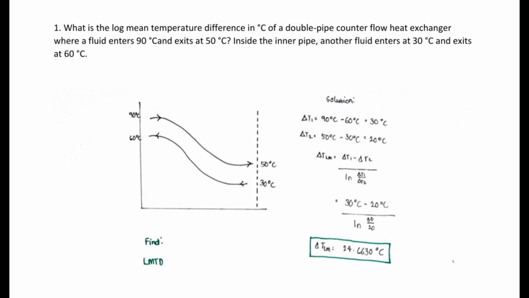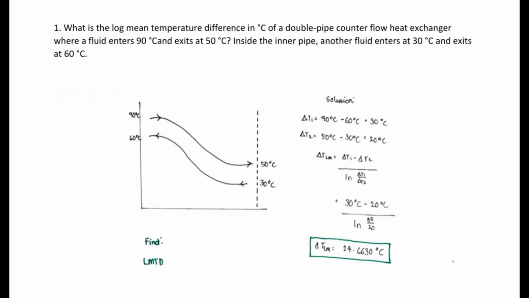So the first thing na kailangan natin gawin is mag-drawing ng temperature flow diagram. Makikita natin sa screen na nakasulat yung heat and temperature flow na nabanggit sa problem. So yung hot fluid na i-cool down natin is nasa taas since mas mataas yung temperature niya. Then yung pang cool down natin na fluid is nasa baba since mas mababa yung temperature niya.